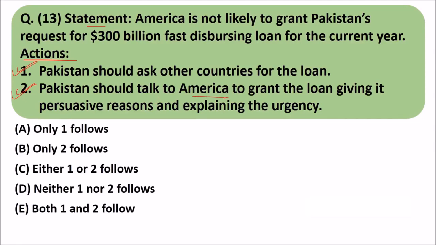Now if America gives the loan, then Pakistan does not need to ask other countries for the loan, and if other countries give the loan, then Pakistan need not ask America for the loan. So either one or two, Pakistan can choose any option. Pakistan can choose this option or this option. So either one or two follows, okay. It's not necessary that Pakistan starts working on both the fronts, okay. It can either take a loan from here or it can take a loan from here. It doesn't want a double loan, so it can go either this way or this way. So the answer is either 1 or 2 follows.